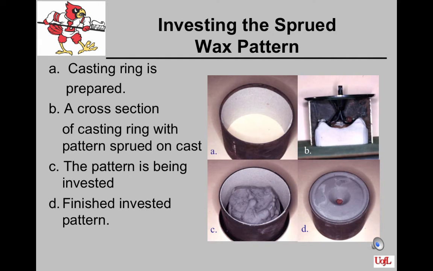The casting ring is prepared by placing a spacer as shown in A. A cross-section of what it looks like in the casting ring is shown in B. You have the cast on the bottom, which has the pattern on it. That area sticking up above the pattern would be those auxiliary sprues that we added that lead to the sprue former or the top of the casting ring. Then, investment is vibrated into the casting ring, as shown in C, until it's full and the lid is placed on it. After the investment is set and the lid is taken off, you have what is shown to the right, which is ready for burnout and casting.